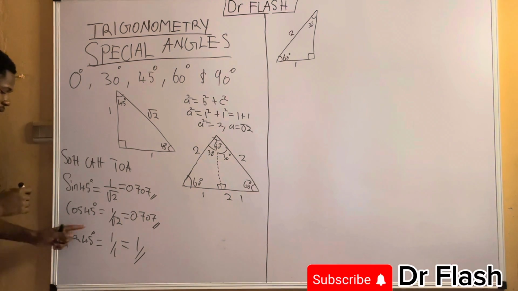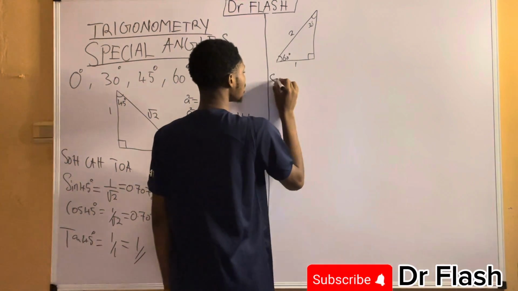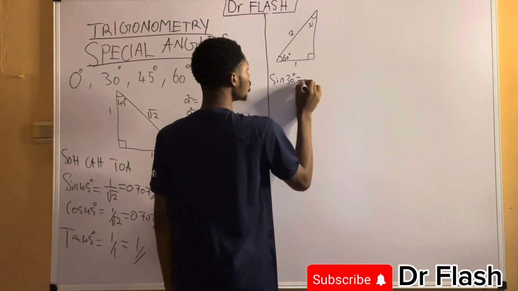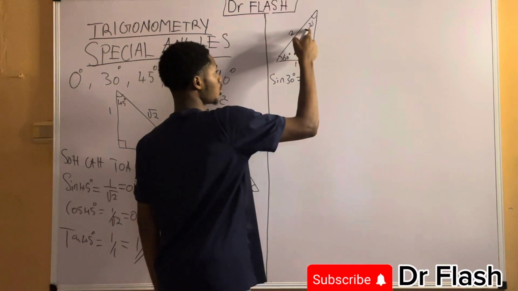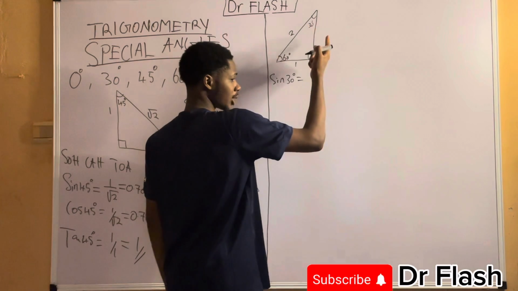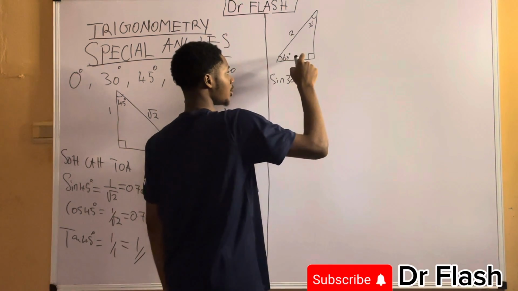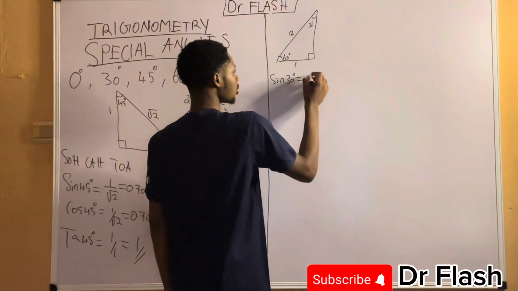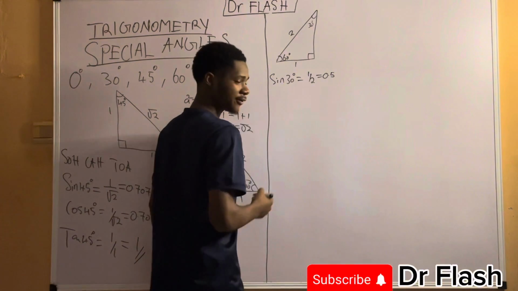Now from here, let's find the value of these 3 guys again. Sin 30, cos 30, tan 30, and the likes. Okay, so from here we can say that sin 30 degrees will be, what will be sin 30 degrees? From SOH CAH TOA as well, it is opposite over hypotenuse. So this is 30, this opposite, and this hypotenuse. So sin 30 becomes what now? 1 over 2 or 0.5.